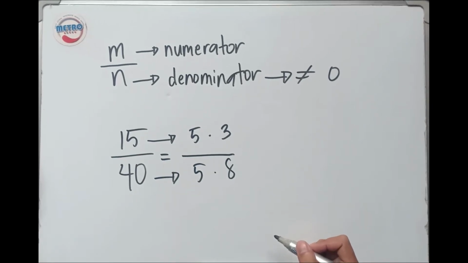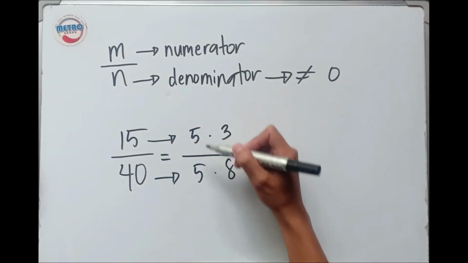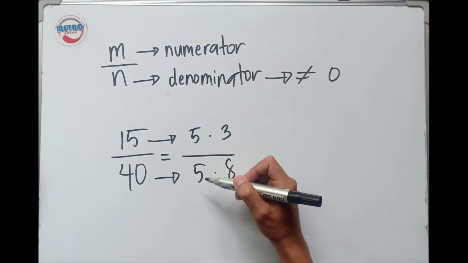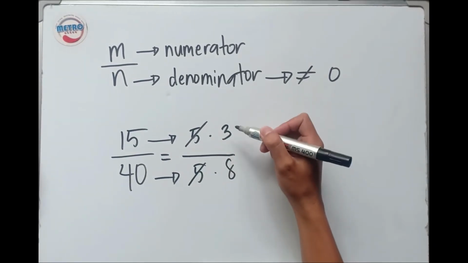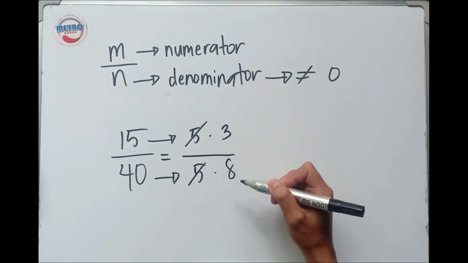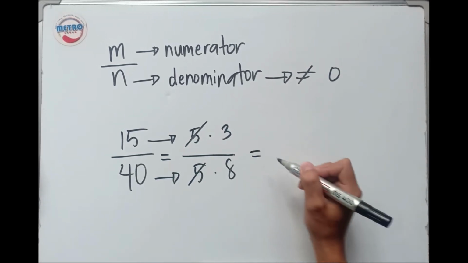If there are common numbers in our numerator and in our denominator, we can eliminate those numbers or cancel them. If the numbers in the numerator and denominator don't have any common factor and cannot be simplified, that will be the final answer.